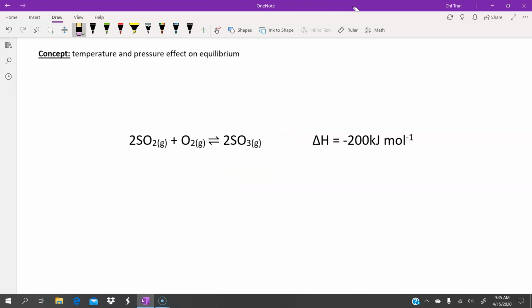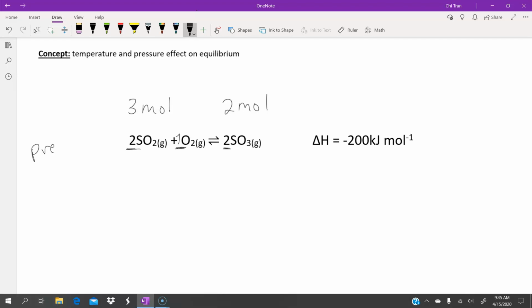Now let's talk about pressure and its effect on equilibrium. So with pressure, we need to look at the number of moles of gas in this reaction. So on the reactant side, we have the total of 3 mole of gas. And on the product side, we have the total of 2 mole of gas. So there is more moles of gas in the reactants and less mole of gas in the products. And pressure will favor the side with less mole of gas because it's more condensed, basically.